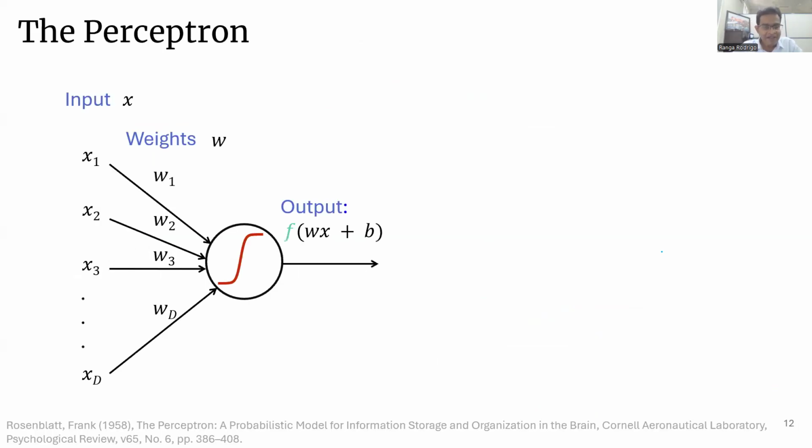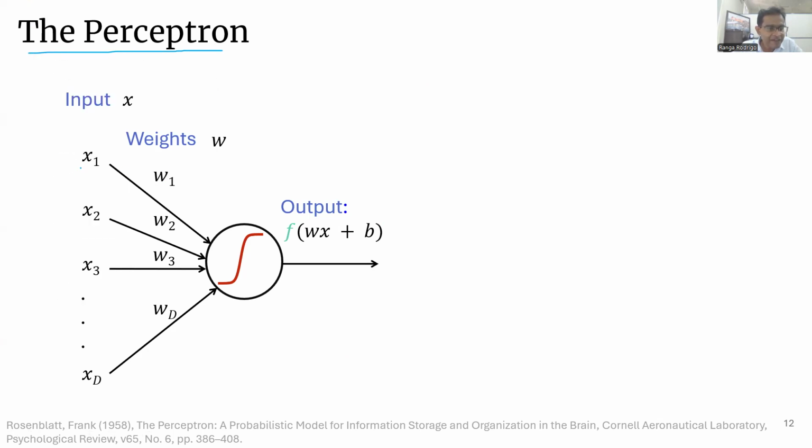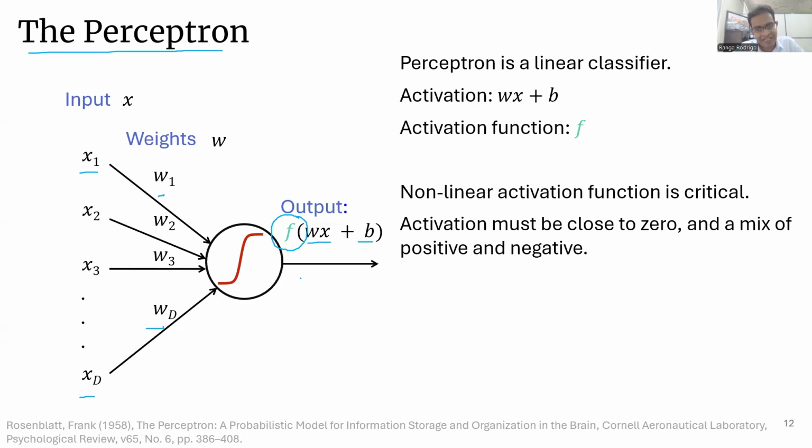Okay, let's briefly look at the activation functions. We know that when you have a perceptron, like a neural network perceptron, we have the input x1 to xd and the weights w1 to wd. We multiply x and w to form wx, and we have a bias also. And then we apply a nonlinearity. This is what we call the activation function. So perceptron is a linear classifier.